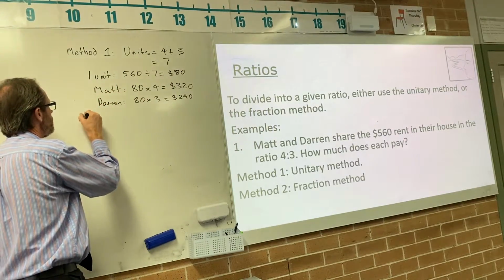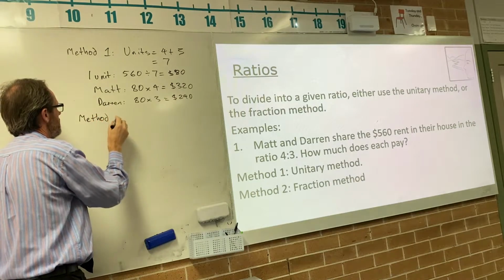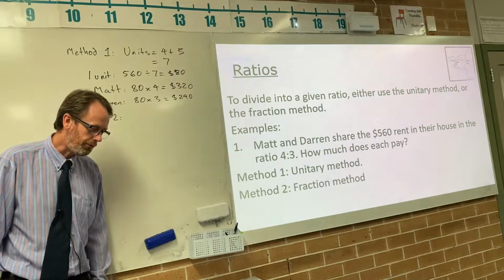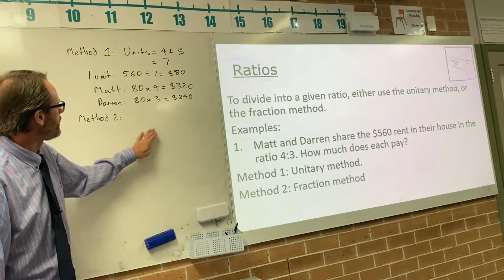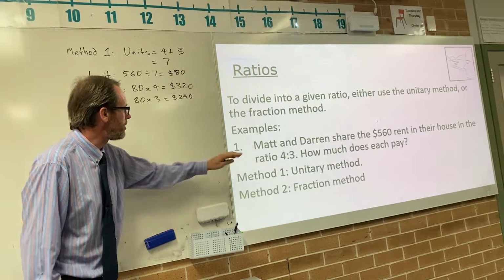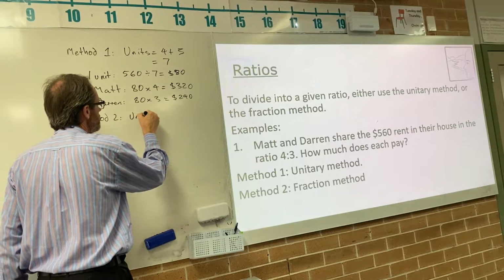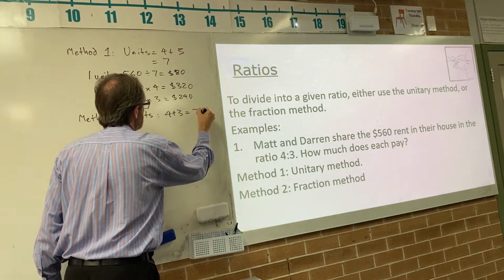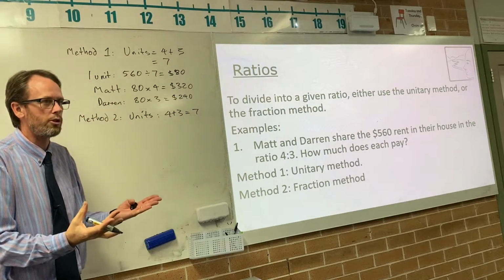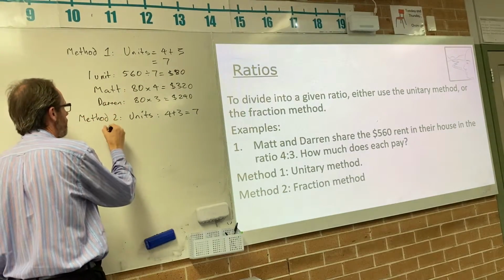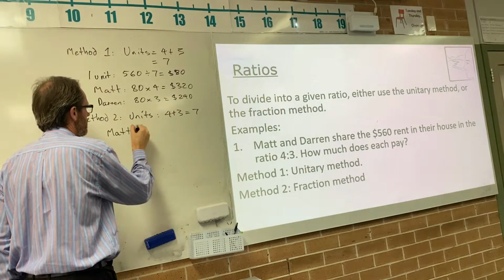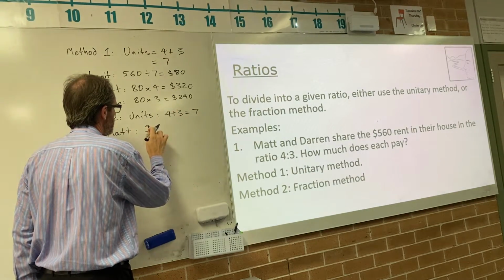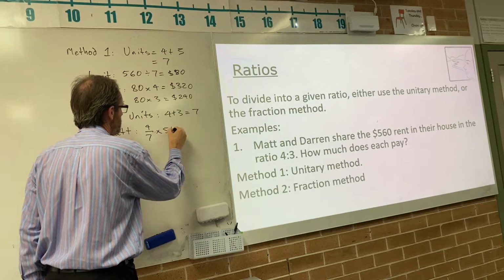All right, let's have a look at the fraction method. What you're going to do is recognise again your units is 4 plus 3, which is equal to 7. So you've got 7 units in total. For Matt, he's got 4 out of the 7 units times 560.